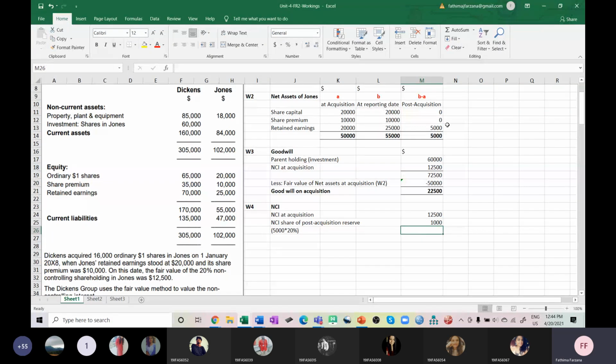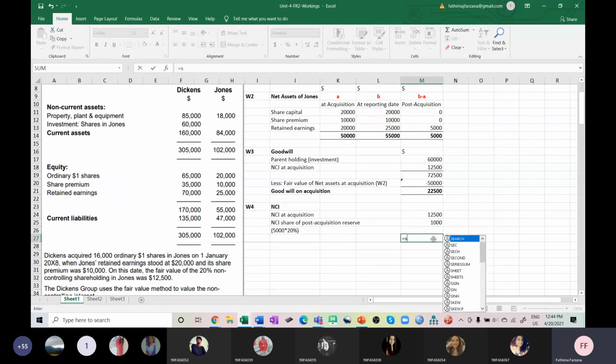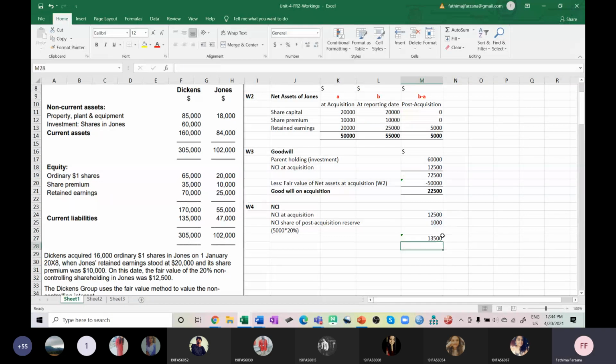Both are positive figures because it's a profit, and this is also a profit. It is equal to the sum of these, 13,500. This 13,500 is the non-controlling interest value. Right? That was the fourth working, and the last working is my retained earnings working.